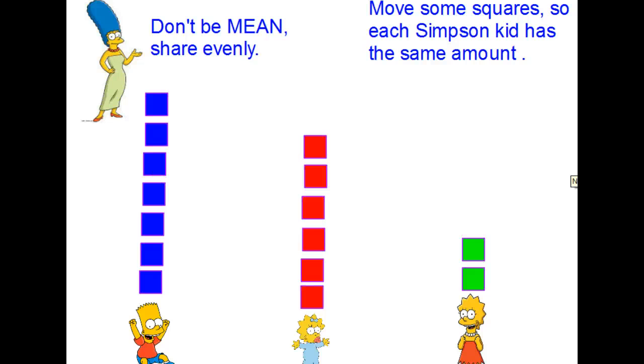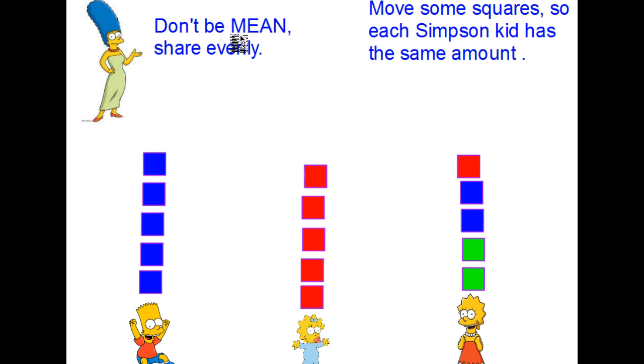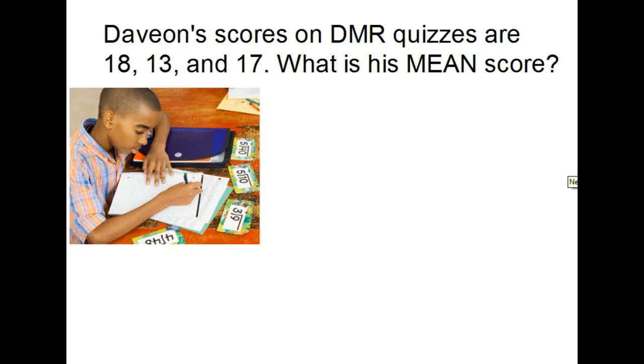I'm looking who has the most right now. Bart, so I want to take from him and give to the one that has the fewest. Bart looks like he still has the most, so I'm going to give one of his to Lisa. And now it looks like Lisa has the fewest. And now if I check real fast, 1, 2, 3, 4, 5 for Bart, 1, 2, 3, 4, 5 for Maggie, 1, 2, 3, 4, 5 for Lisa. So we took a problem where they didn't have the same amount. We now have a mean for them, and the mean would be 5 because now they all have the same amount.